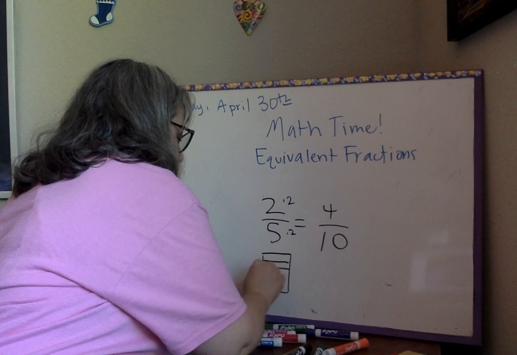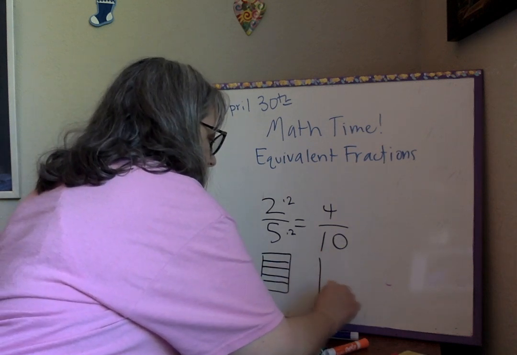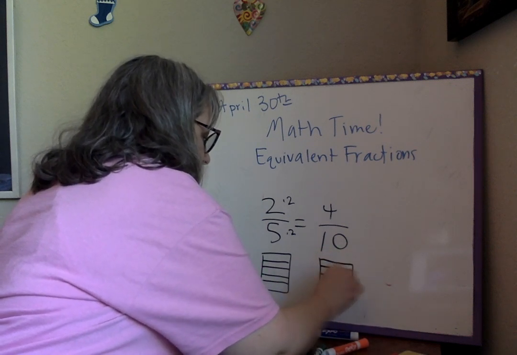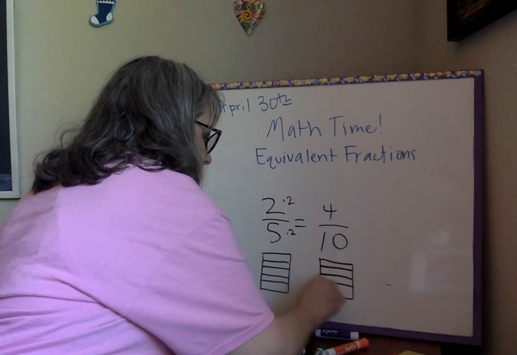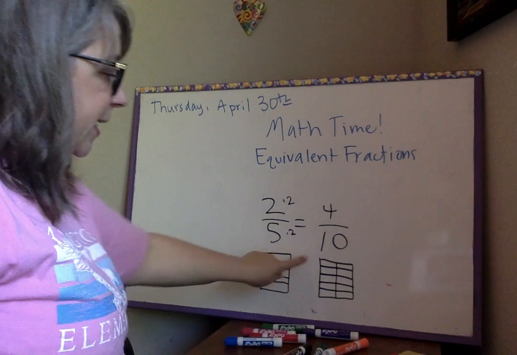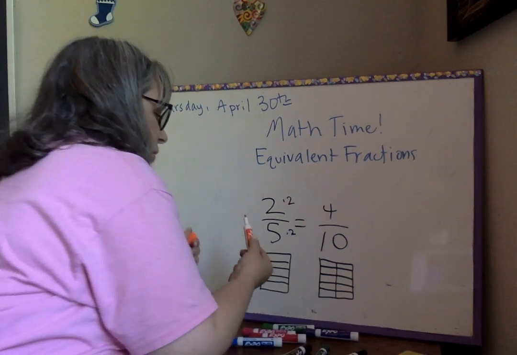1, 2, 3, 4, 5. Okay? So we're going to do this. 1, 2, 3, 4, 5. I'm going to try to. So now we have 10. And here we have our 5. I tried to make it even. Let's shade in our 2.